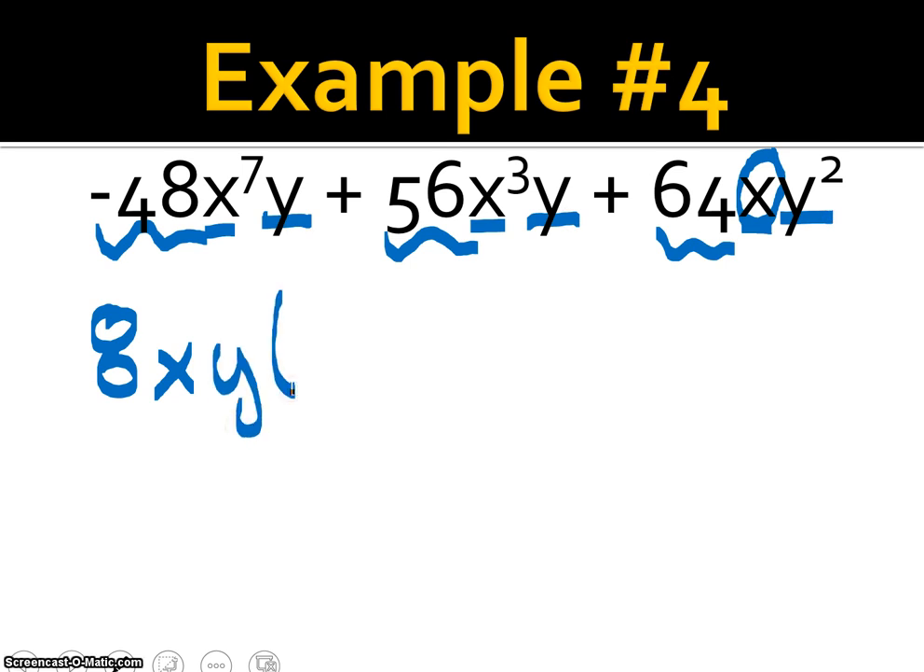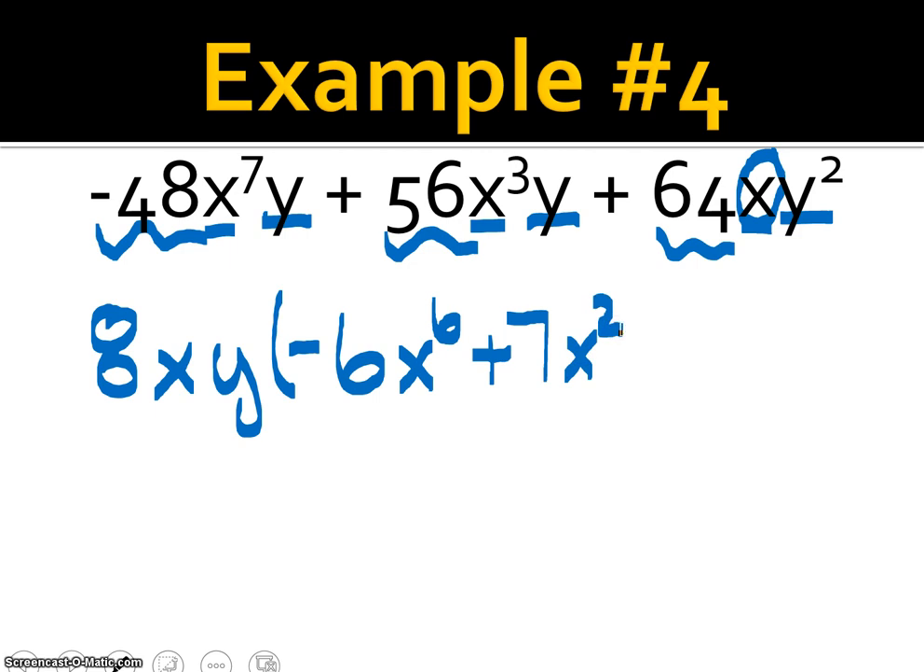So then negative 48 divided by 8 is negative 6. And I subtract my exponents. 7 minus 1 is 6, so x to the 6th. 1 minus 1 makes our y's go away. 56 divided by 8 is 7. Then x cubed, so 3 minus 1 is x squared. My y's cancel because I have a 1 minus 1, so they don't exist anymore.